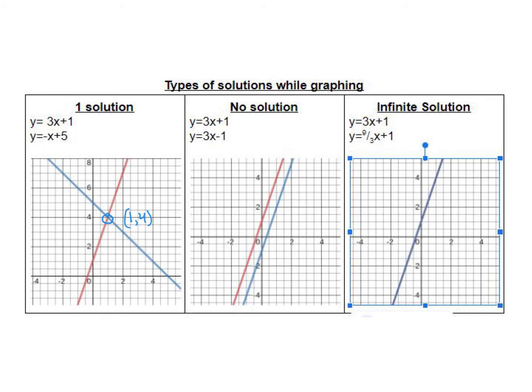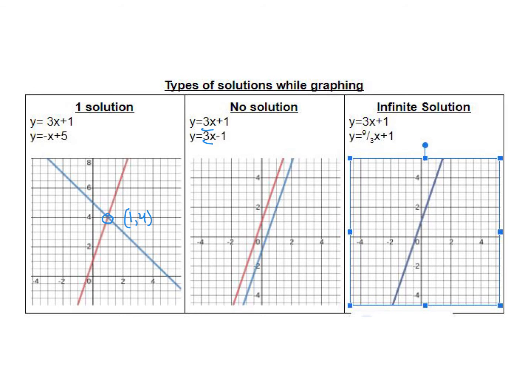The other situation we might be looking for is two equations that we recognize have the same slope. If they have the same slope, they're going to be parallel and not intersect at all. So that will get us a no solution.